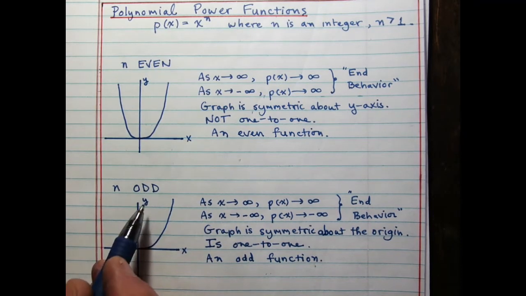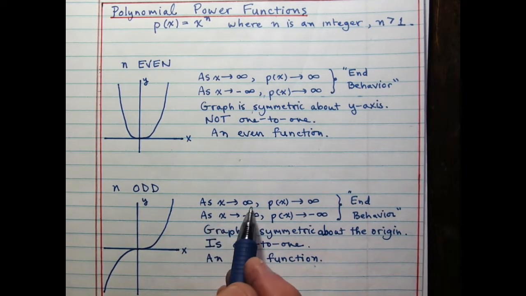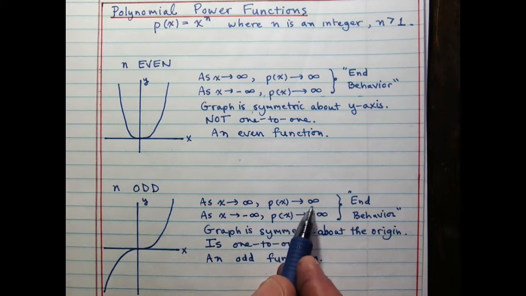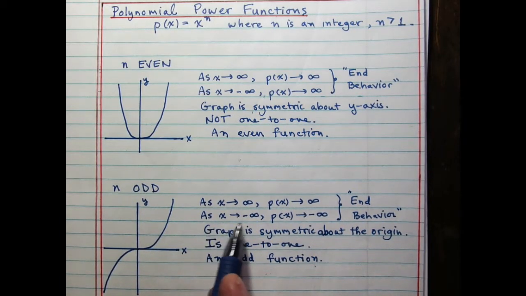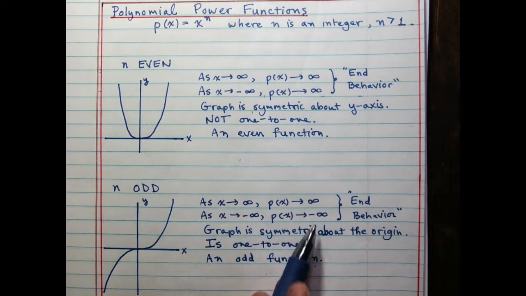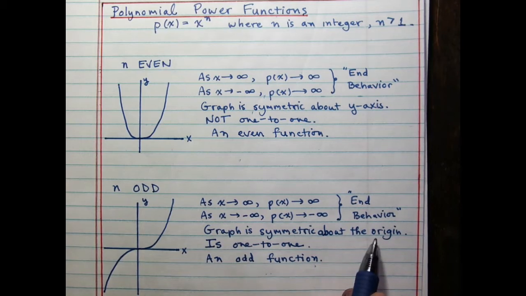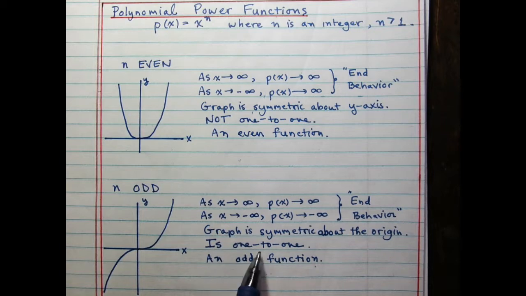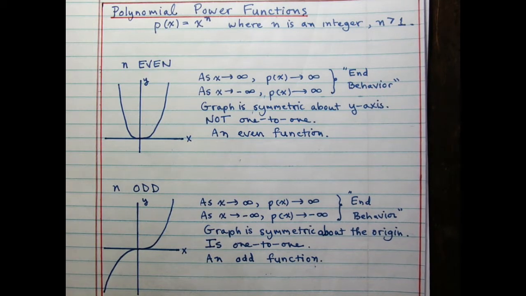If n is odd, here's the end behavior. As x approaches infinity, the function values approach infinity. As x approaches minus infinity, the function values approach minus infinity. The graph is symmetric about the origin. So it has origin symmetry. The function is one-to-one, unlike the even powers. And this is a special case of an odd function, and it's where the name odd function comes from. So this is all absolutely essential information to know in this box.